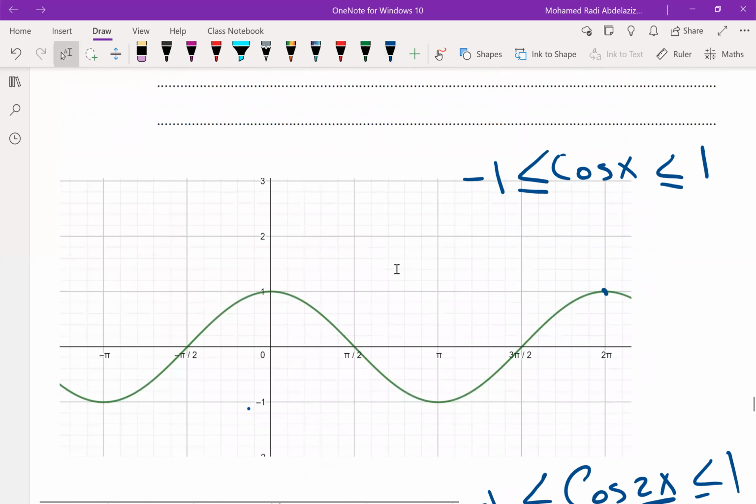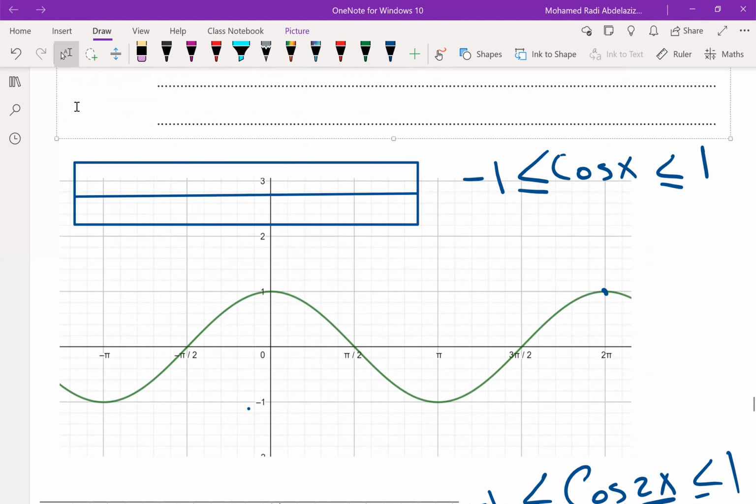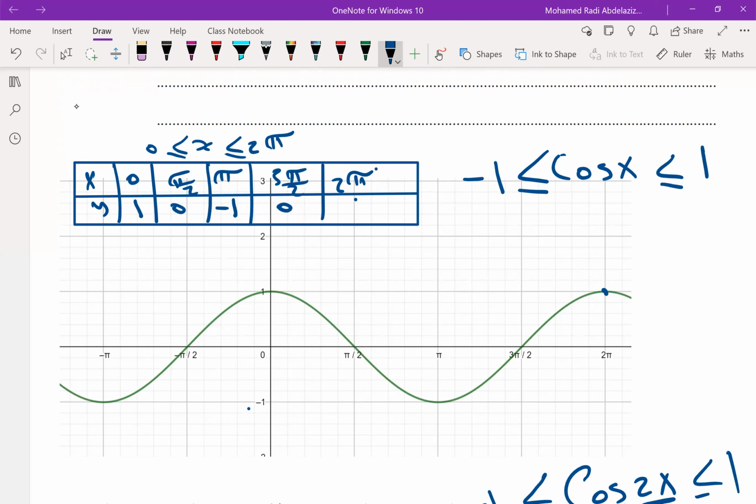If you remember, when we started to sketch the graph of a function, we formed a table. Maybe this is the first time you sketch the graph of any function; we can use this method. Start from x and y. Here x is between 0 and 360 if given in degrees. If it is in radians, it will be 2 pi. Start from 0, then pi over 2, then pi, 3 pi over 2, then 2 pi. You will get 1, 0, minus 1, 0, and 1.